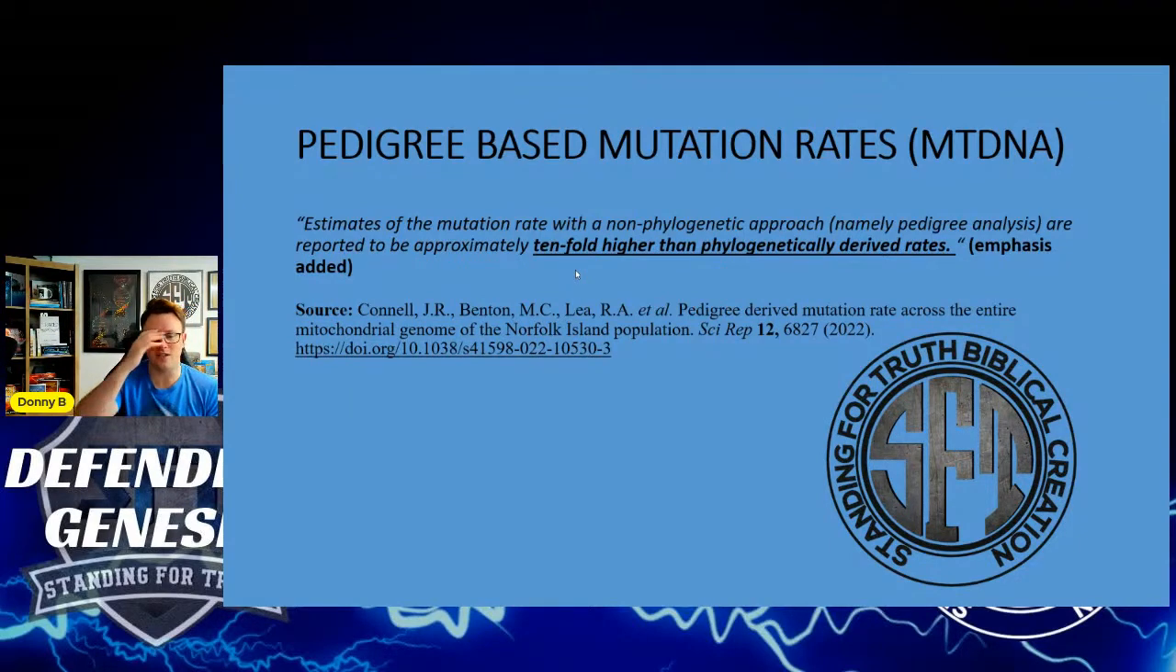Pedigree-derived mutation rate across the entire mitochondrial genome. Estimates of the mutation rate with a non-phylogenetic approach, which is the pedigree analysis. Count up those differences, grandparents, parents, child, are reported to be approximately tenfold. Notice that, tenfold higher than phylogenetically derived rates.